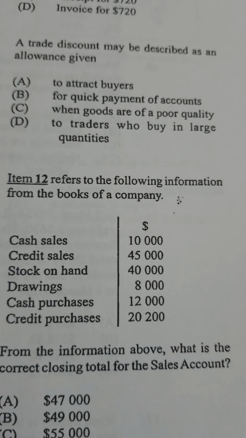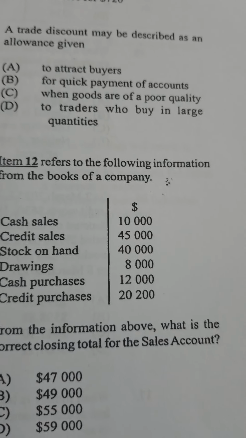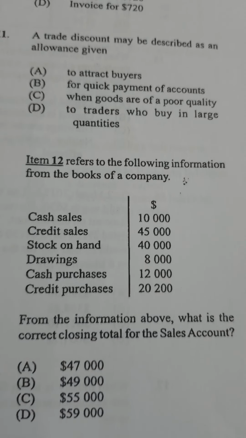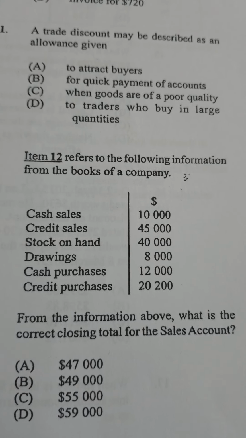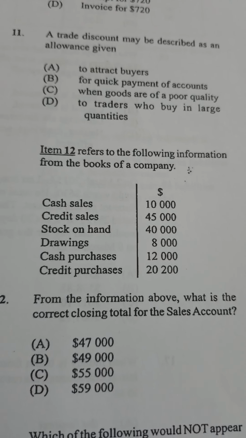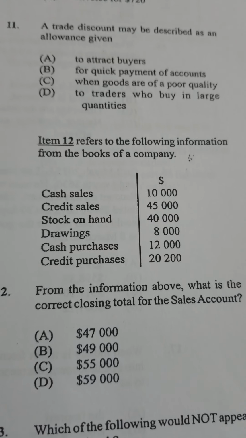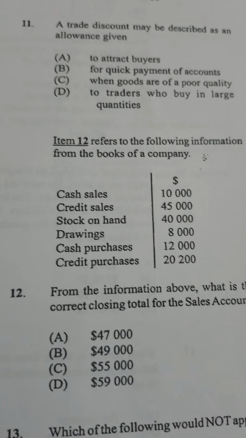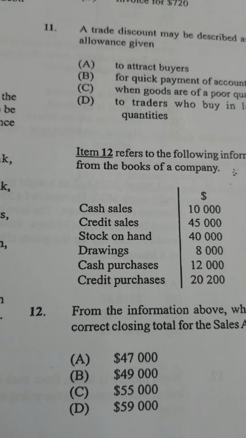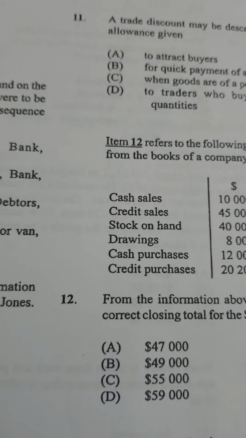Let's go to the next question. Our next question says, item 12 refers to the following information from the books of a company. And they gave us all the list of balances. And here's what they asked us to do. From the information above, what is the correct closing total for the sales? Now, there are 2 types of sale that any business can perform. One is cash sale and the second is credit sales.